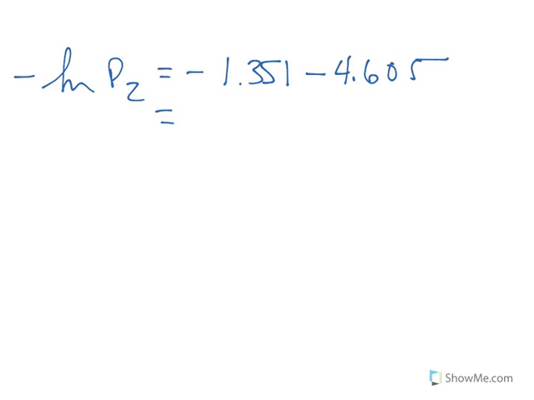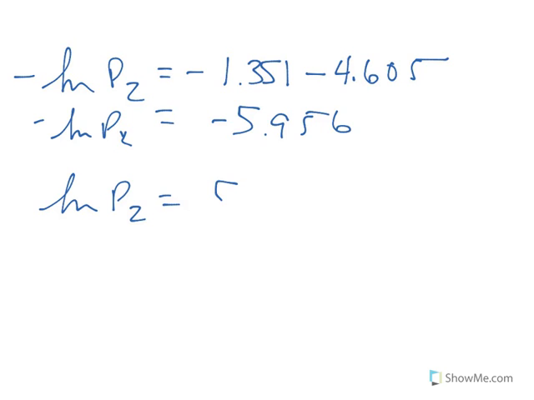This is just simple arithmetic here. A negative 1.351 minus 4.605 gives me a negative 5.956. So minus ln of P2 is equal to that. Since I have a negative sign in front of each one, I can essentially multiply the whole equation by negative 1. That gives me ln of P2 equals 5.956.